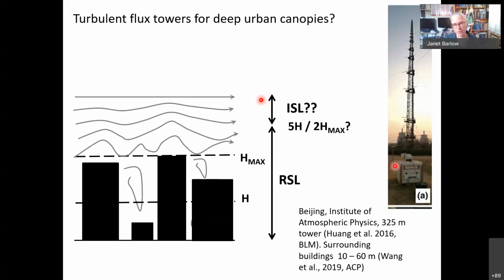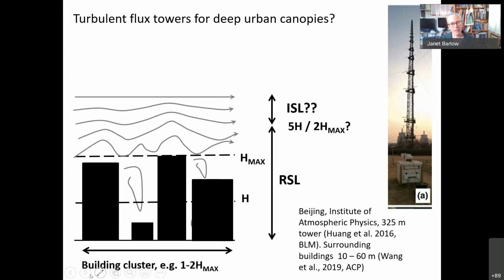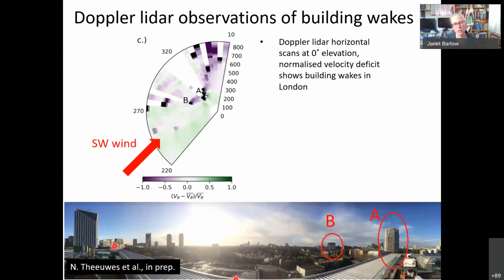But we have facilities like this fantastic 325-meter high tower in the middle of Beijing, where such flux measurements can be made. But there remains a question mark of, well, what can we do in other cities where we don't have this facility? And one point I want to make is that these tall buildings can just be in clusters, which are not very large compared to their depth, where we may not have a well-developed inertial sublayer at all. So what can we do then in trying to assess the impact of clusters on the boundary layer?